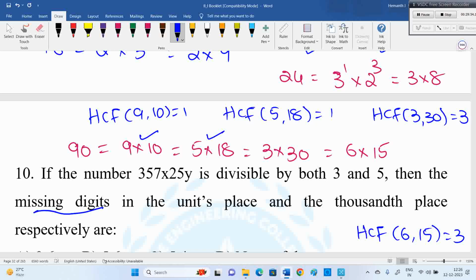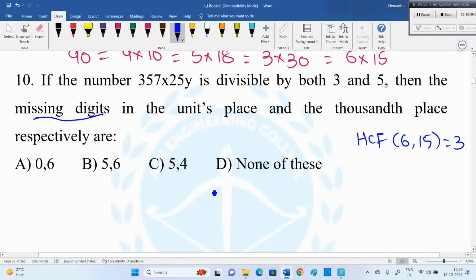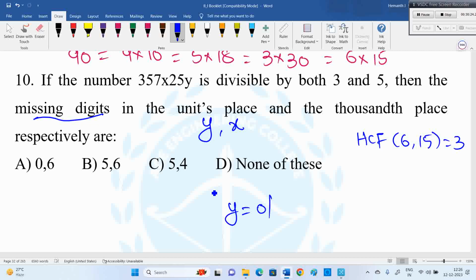Now, it should be divisible by 3 and divisible by 5. If you want to say divisible by 5, y must be equal to, that is the units place. In the options they are asking about y and x, the first one is y, the next one is x, because the missing digit in the units place I have taken as y, and the thousands place I have taken as x. In all options y and x are there. So y can be 0 or 5.